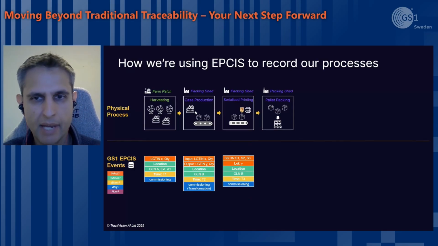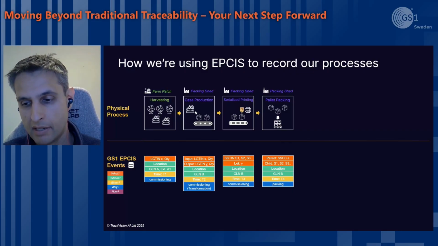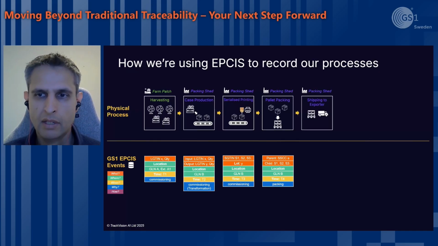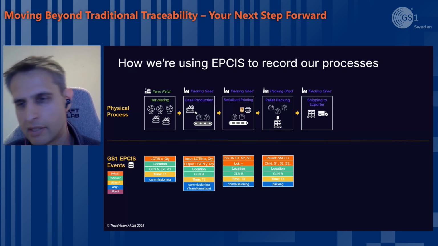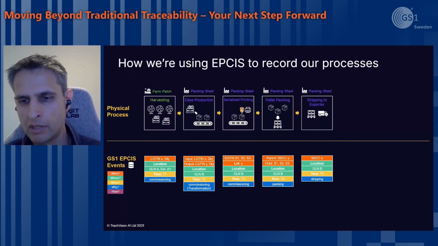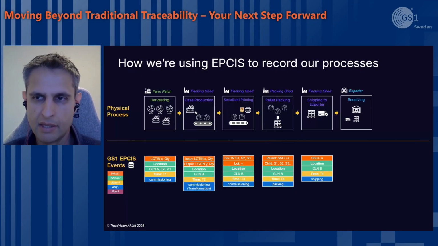The next thing that happens is packing those cases into a pallet. We're going to use a GS1 EPCIS aggregation event. The reason is we're packing, and the location is wherever I'm packing, and the parent is the SSCC. The children are the serialized identities that we're actually packing inside. The next thing that happens is we ship those pallets out to exporters. So we're going to scan those SSCCs, put them on the truck, and we're going to record a shipping event that says we're outbound from a specific location, and the target is another location.